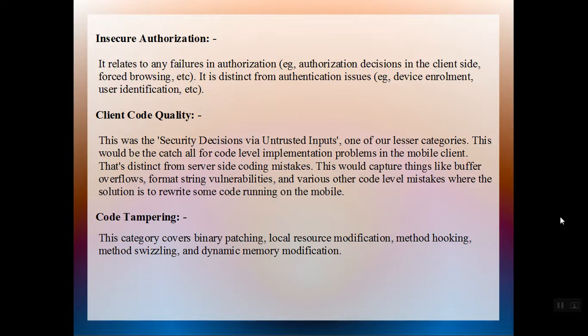Now, code tampering. This category covers binary patching, local resource modification, method hooking, method swizzling, and dynamic memory modification. Flaws in code tampering can allow attackers to make direct binary changes to the app's package and its resources, and redirect or replace system APIs.